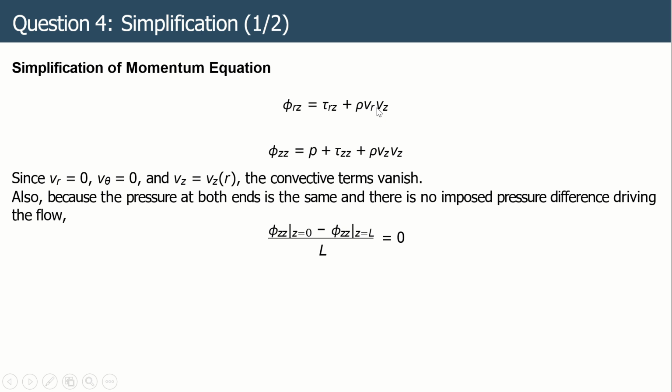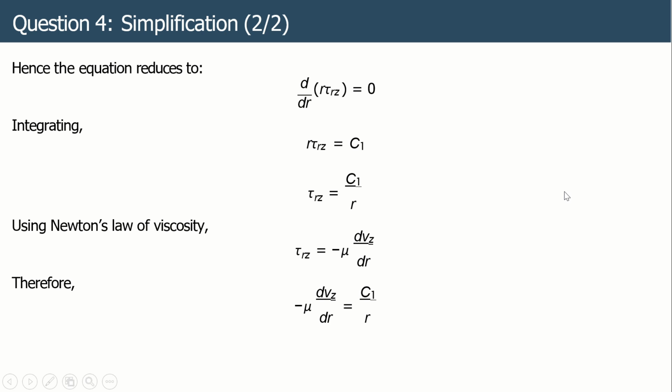Then for simplification of the momentum equation, we have phi rz equal to tau rz plus rho vr vz, and phi zz equal to p plus tau zz plus rho vz vz. Because the pressure at both the ends is the same and there is no imposed pressure difference driving the flow, we have phi zz at z equal to 0 minus phi zz at z equal to L, divided by L, is equal to 0. Hence the equation reduces to d by dr of r tau rz equals 0.